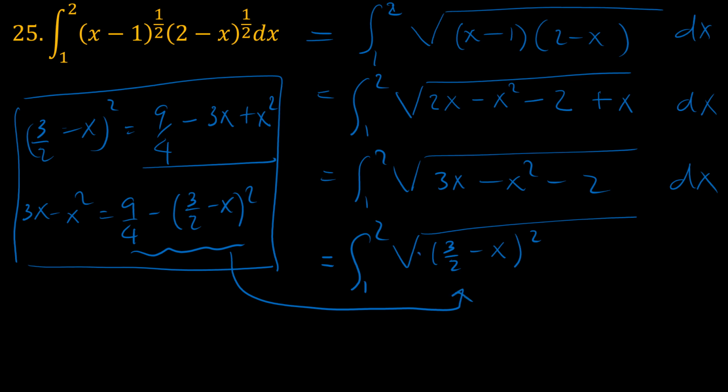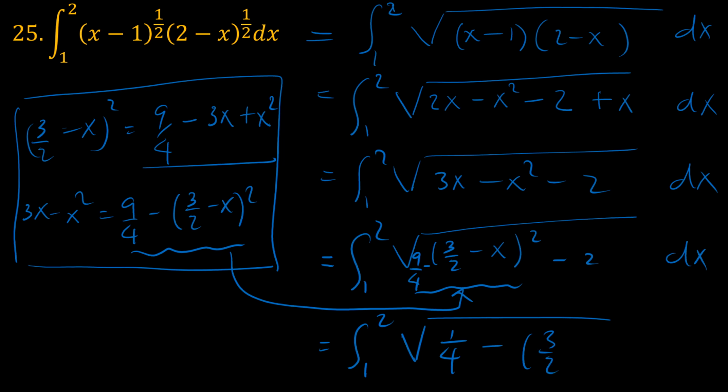And we say 9 over 4 minus that minus 2 dx, right? So this part here is what we got there. So this is the same as 1 over 2. 9 over 4 minus 2 is going to be a quarter, because 9 over 4 minus 2 means that's 9 over 4, 9 minus 8 over 4, which is a quarter. So that's the square root of a quarter minus 3 over 2 minus x squared dx.